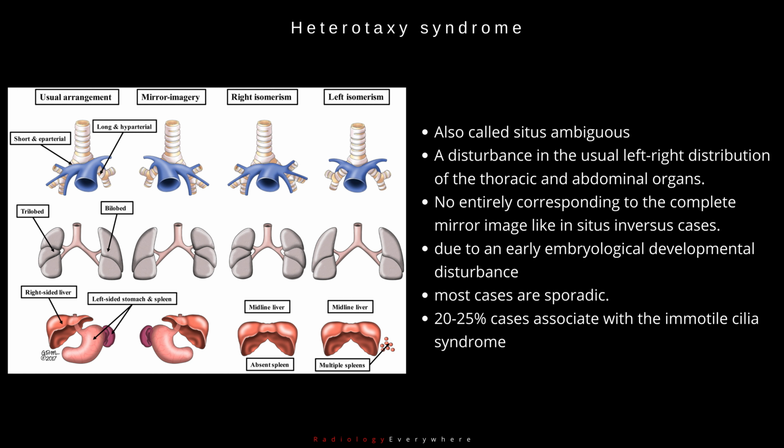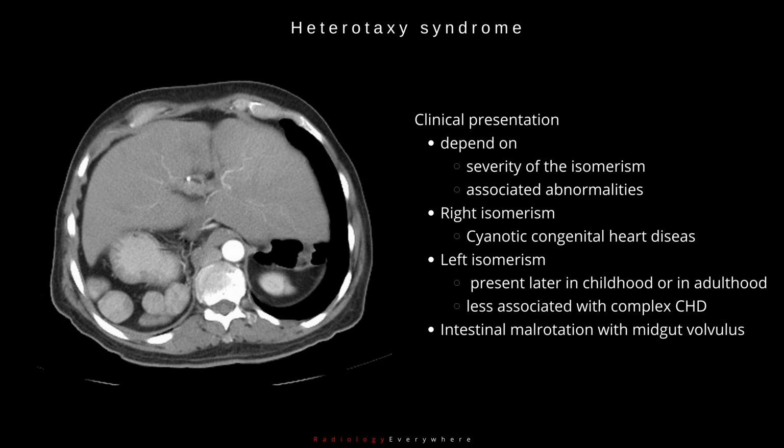Most cases are sporadic. 20 to 25% are associated with the immotile cilia syndrome, including Kartagener syndrome. Clinical presentation is dependent on severity of the isomerism and presence of associated abnormalities. Cyanotic congenital heart disease is the main presentation in right isomerism. Left isomerism tends to present later in childhood or even in adulthood since it is less associated with complex congenital heart disease. Intestinal malrotation with midgut volvulus may also be a presenting feature.